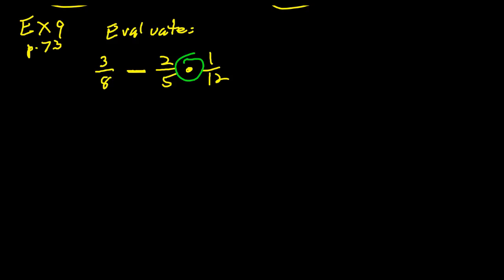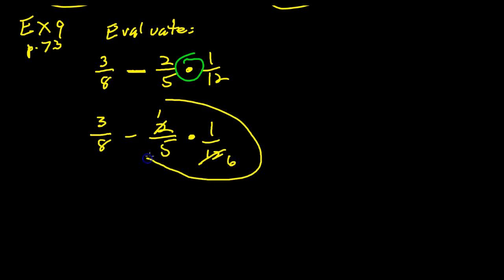All right, let me rewrite the expression. 3/8 minus 2/5 times 1/12. All right, so this product is what I'm worried about first. Of course, I'm going to cross cancel first. 2 goes into 2 once. 2 goes into 12 6 times. So multiplying now across in these fractional expressions, I'll say 1 times 1 is 1 in the numerator. Downstairs, 6 times 5 is 30. So I'll have 3/8 minus 1/30.